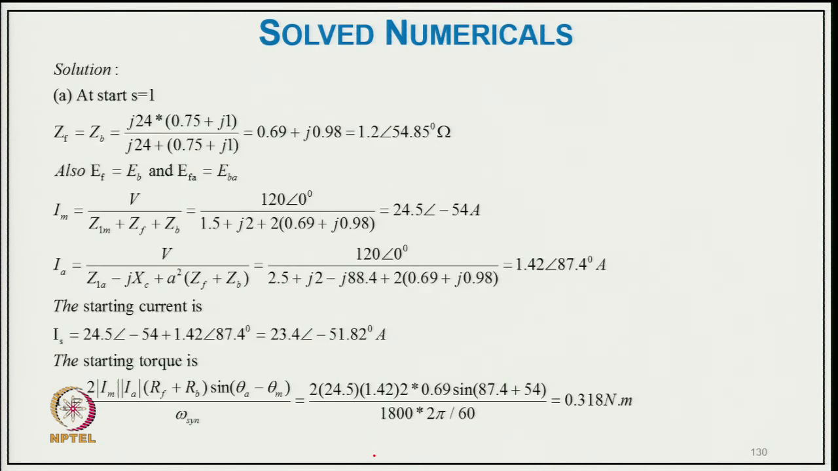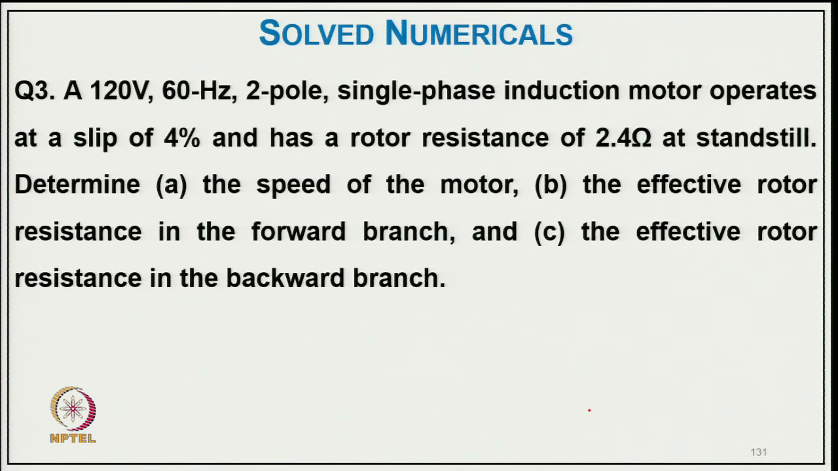So, just putting S equal to 1, ZF equal to ZB, putting the value we get 1.2 at the angle of 54.85, and VF equal to VB, so we can get IM, putting the value it comes 24.5 at the angle of 54 degree ampere. IA, putting value in the formula, comes 1.42 at 87.4, and the starting current is I equal to IM plus IA, comes 23.4 at the angle of, and the starting torque, putting the value of this, we get 0.318 Newton meter.